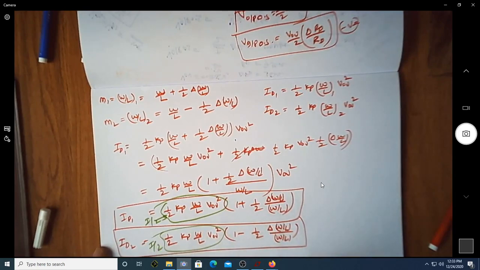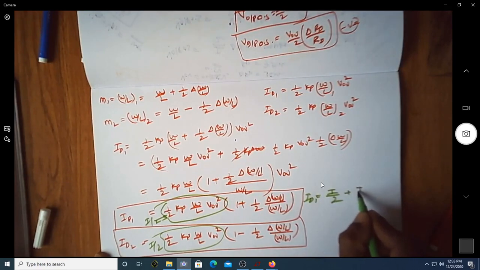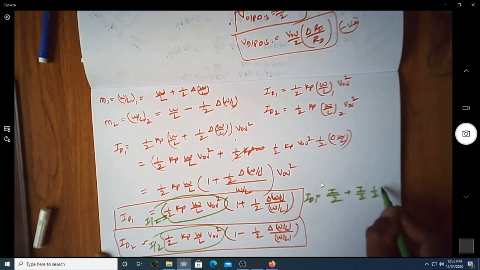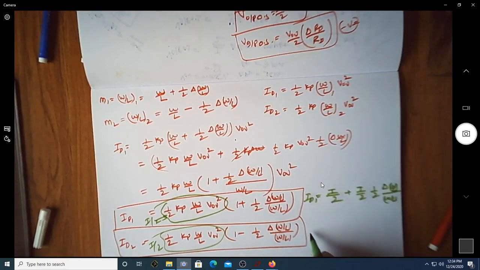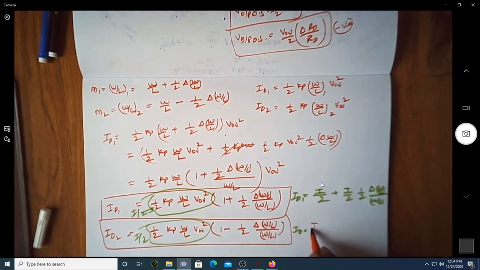It is I by 2. I can now write ID1 as equal to I by 2 plus I by 2 into half delta W by L divided by W by L. I can write it this way. So again, what is this? ID2 is equal to I by 2 minus again I by 2 times half of delta W by L divided by W by L.